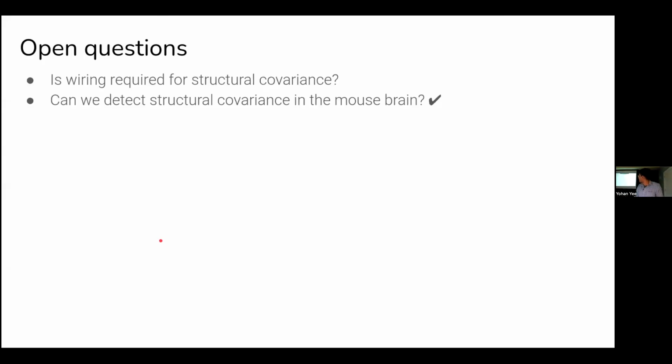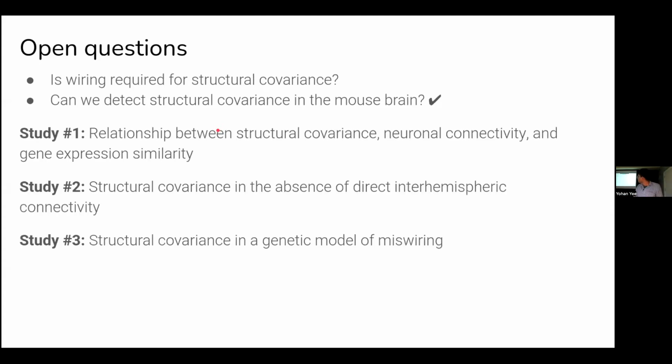So this answers the second question, which is, can we detect structural covariance in the mouse brain? We do see these fine patterns that reflect what we already know from human studies, that these patterns are bilateral and they make sense when you look at which regions correlate together. So this then led us to 3 different studies that I'm going to talk about. In the first, we looked at the statistical relationship between structural covariance networks constructed in the mouse, and we compared that to neuronal connectivity assessed using viral tracers and, similarly, to maps of gene expression.